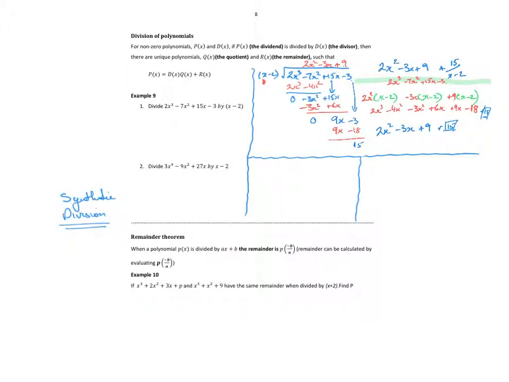So if I very quickly do my division, if I want, let's just rub out that line in the middle. Again, I give my repeated factor. I'll do it 4 times because there's x to the power of 4.